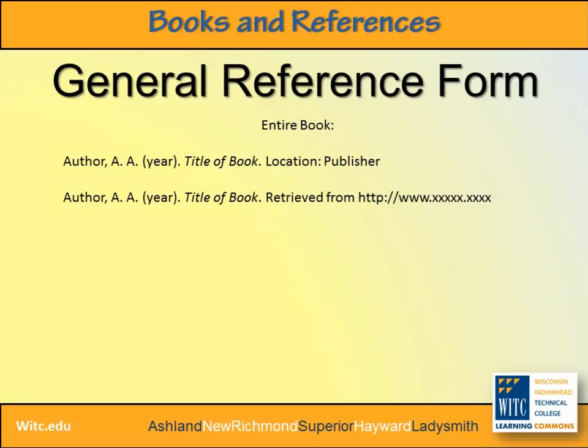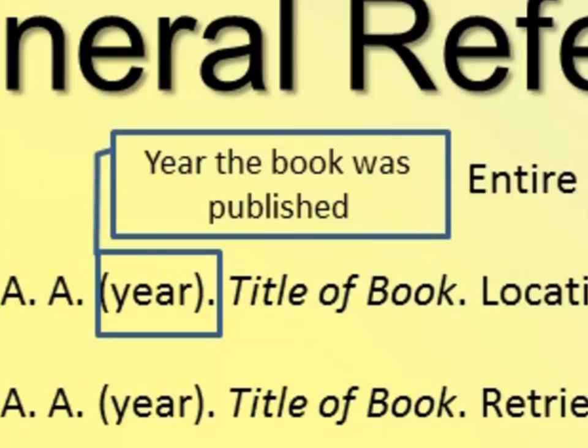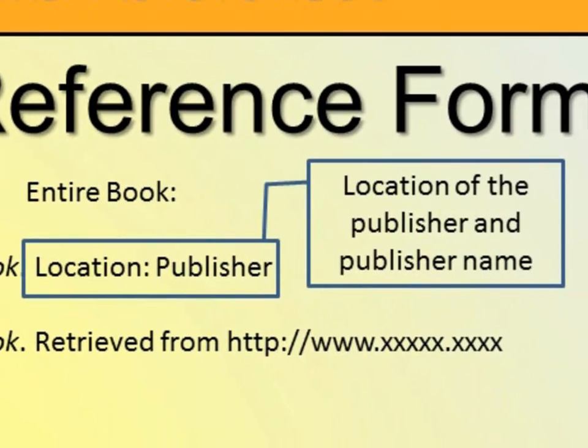Moving on to books and reference materials, doing the same general form for them. For books, you need to first start with the author's last name, and then with their first name and middle name initials, followed by the year that the book was published. You then need to have the title of the book italicized. You need to have the location of the publisher and the publisher name. Now the location is both the city and the state. So to do this, you type in the city, comma, and then you can capitalize the 2-letter abbreviation for the state. So basically the same as if you were going to be addressing an envelope.